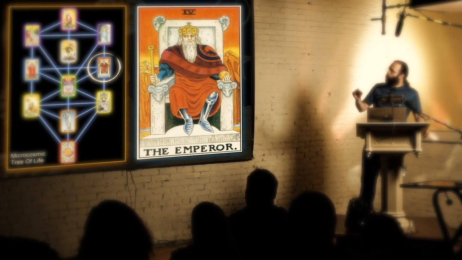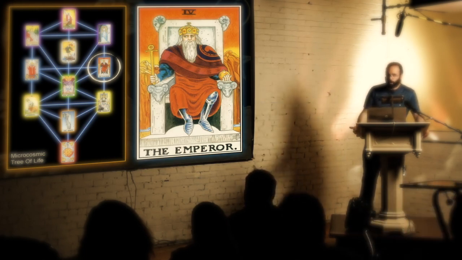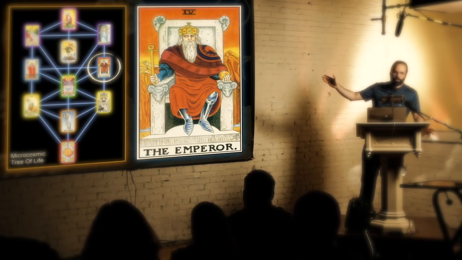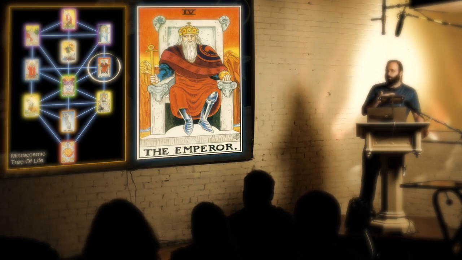I'm not saying that means you want to go out and try to control everybody else, but it's the symbol of external influence, let's call it, whereas the Hierophant or Pope is the symbol of internal influence upon oneself. I hope that's clear and makes sense to people.